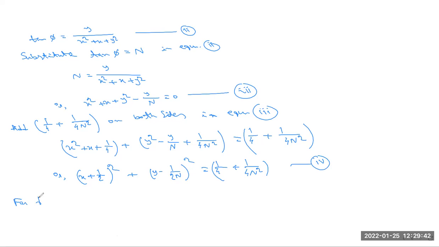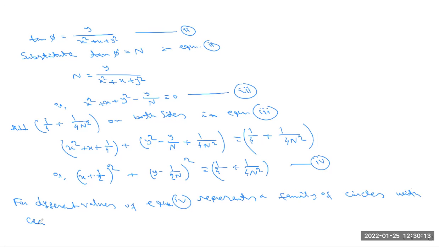So here, for different values of n, equation 4 represents a family of circles with center x equals minus half and y equals 1 by 2n, and the radius is 1 by 4 plus 1 by 4n square.